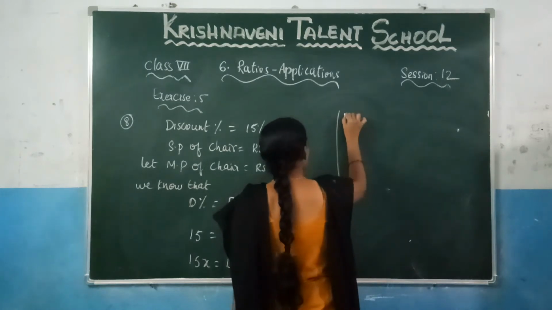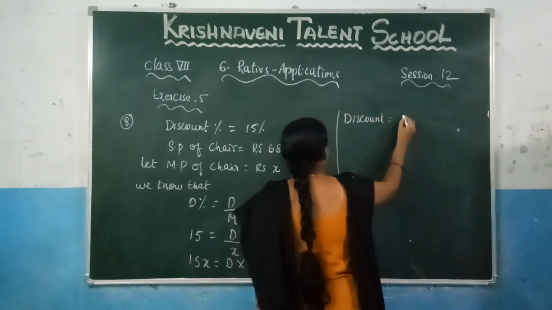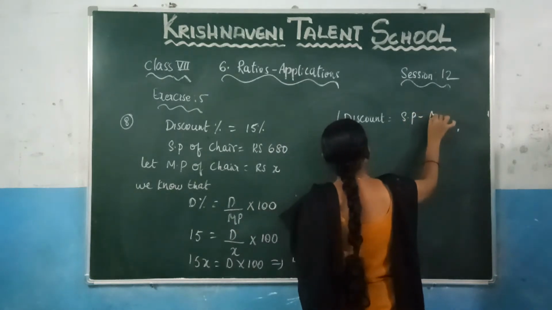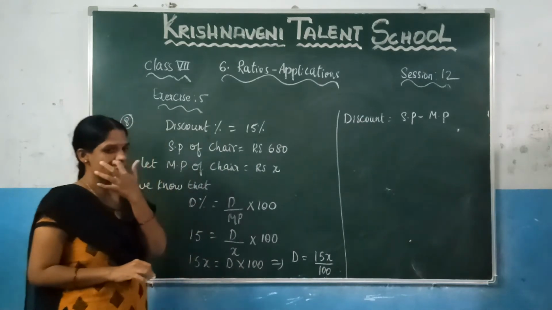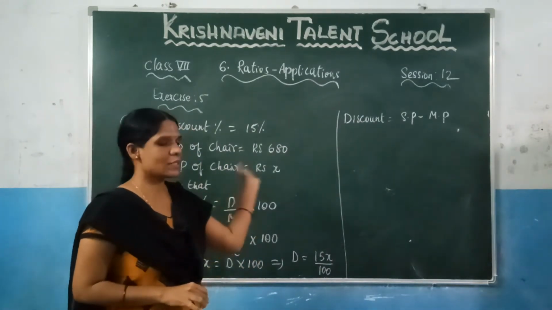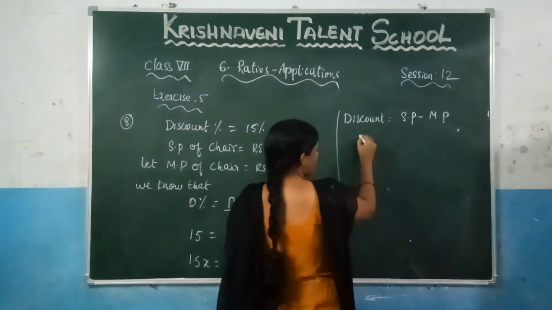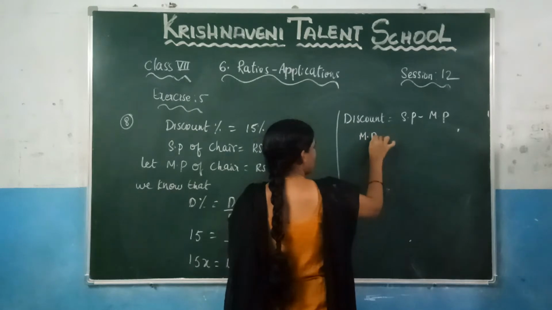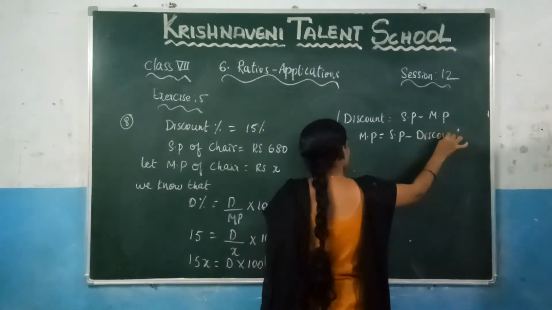So what you know here? You know that discount is equal to selling price minus market price. Right? This is the formula you have known. Now, since we need to find the market price, let us take the selling price and discount to that side. So what will you get if you take this market price? It will become market price is equal to selling price minus discount.